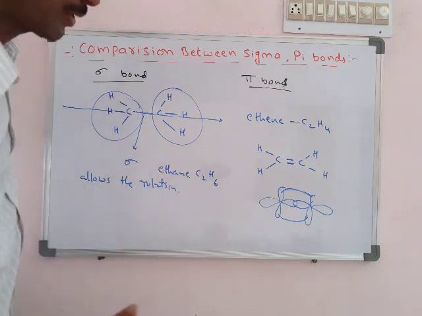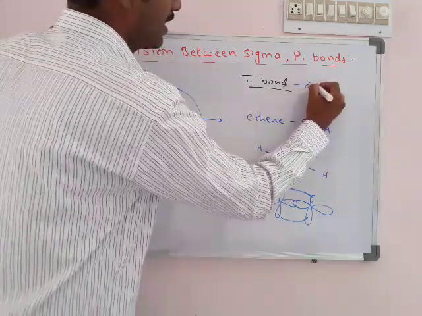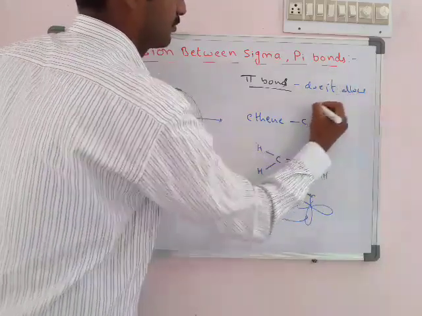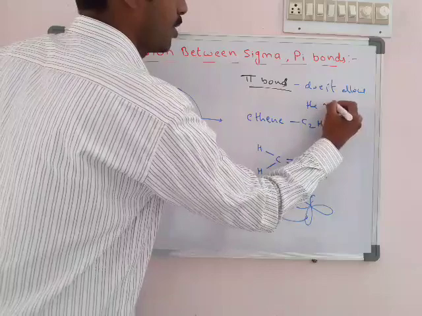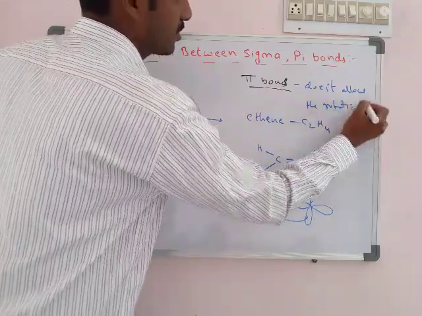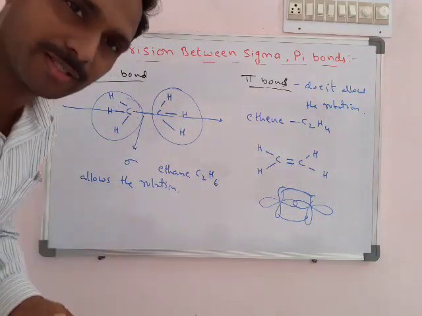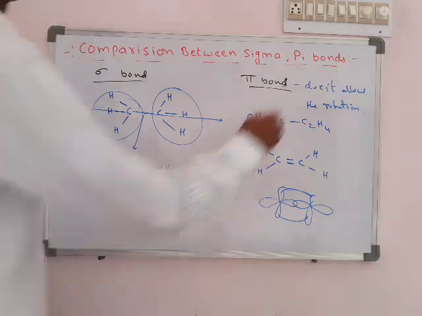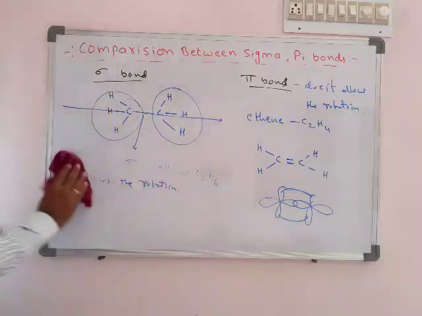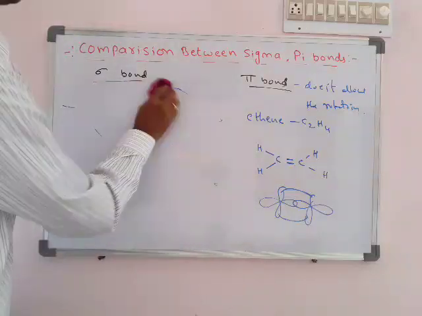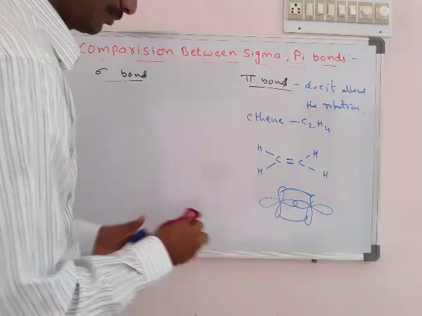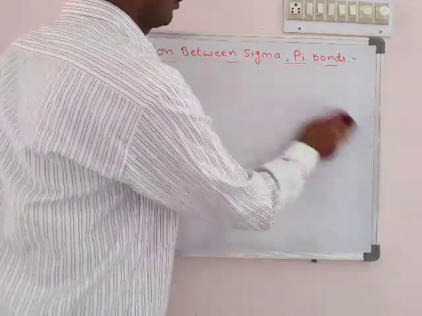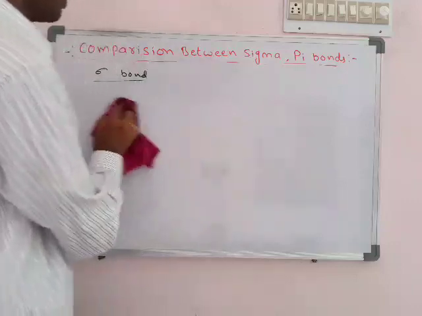A sigma bond allows the rotation, whereas a pi bond does not. A pi bond does not allow the rotation of the bond. Okay, it's a very important point. So next, the next important one.